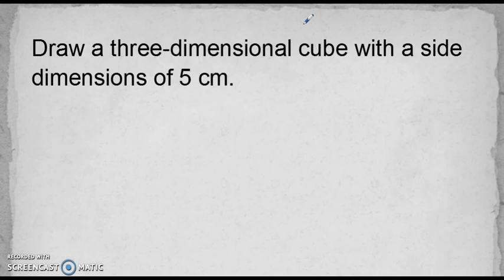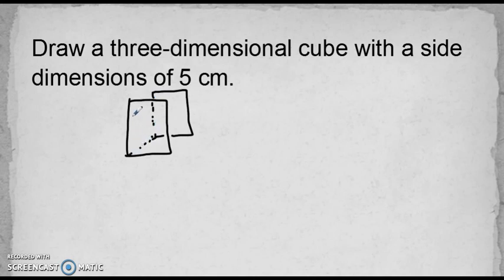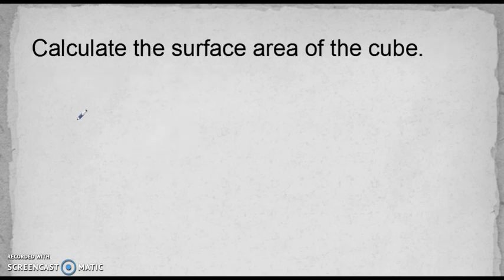We want to draw a three-dimensional cube with a side with dimensions of 5 centimeters. What you can't see will be dashed. And then connect your corners. So each side would be 5 centimeters. From here, we want to find the surface area.